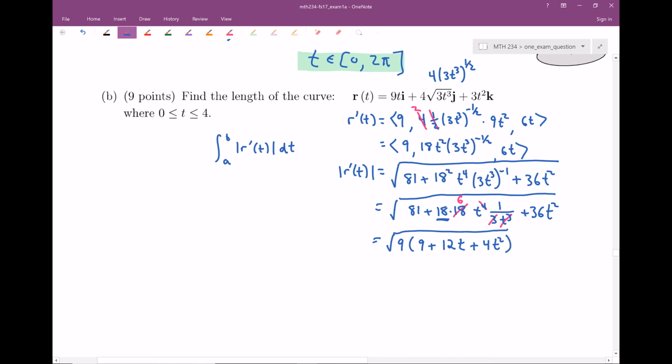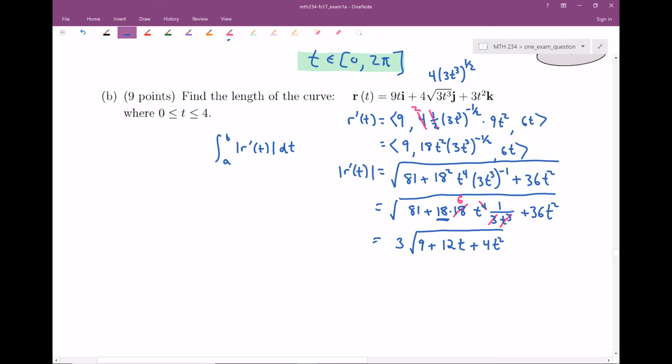And the nice thing about this is that square roots distribute over multiplication. So I can take the square root of 9 times the square root of all this stuff. And of course, the square root of 9 is just 3. Okay, so that's quite a bit of simplification.